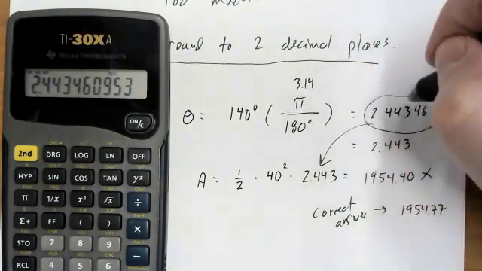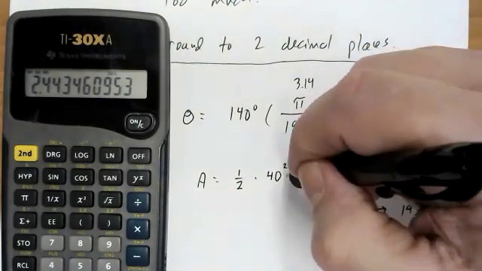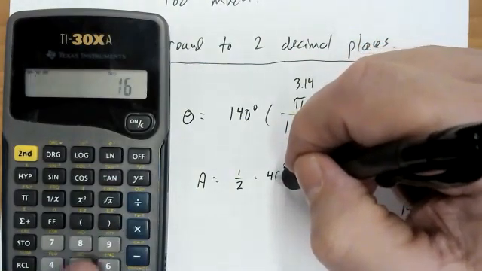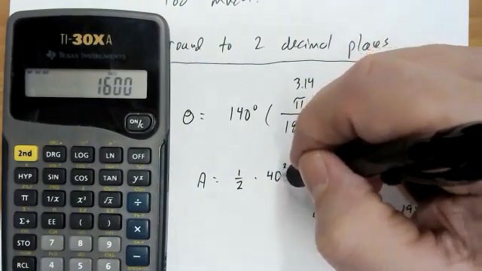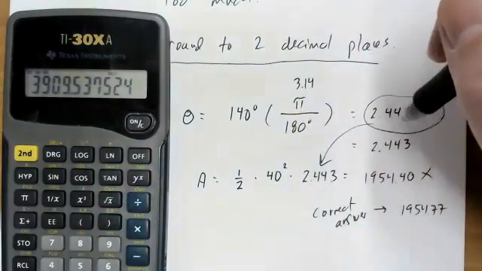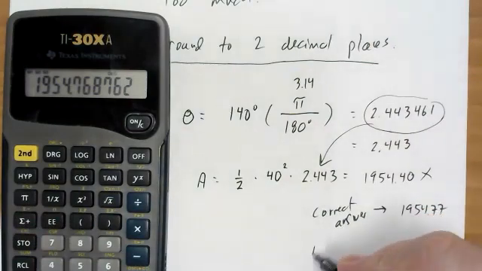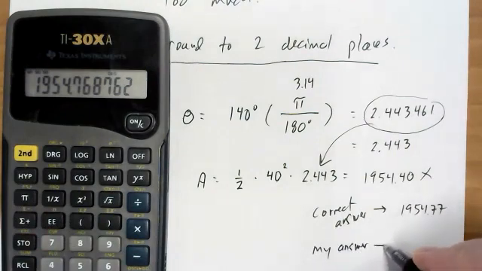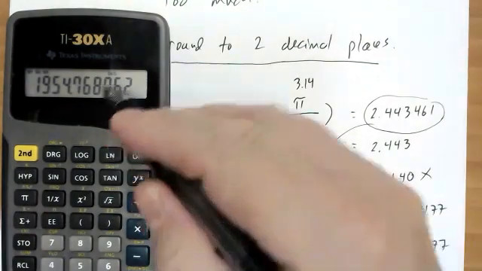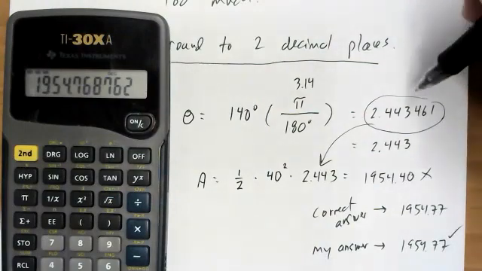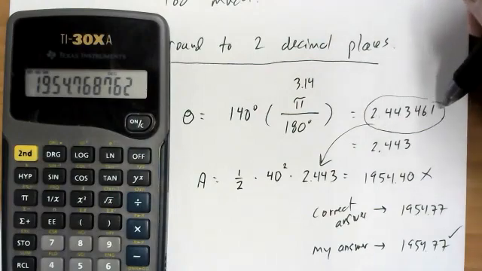Let me take this calculation and simply now keep doing this problem. So I'm going to multiply by 1600, which is 40 squared is 1600, and then divide by 2, because when you multiply by a half, it's like dividing by 2. And then if I look at my calculator, my answer is 1954.77 when I round it. And then my answer is going to be correct. All I did was I did not round off this number.